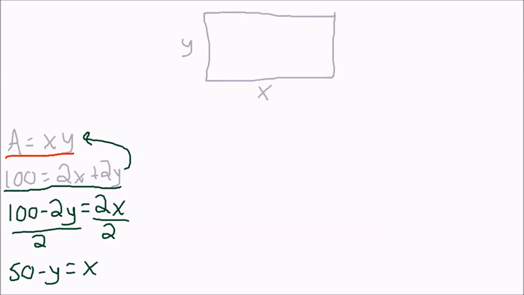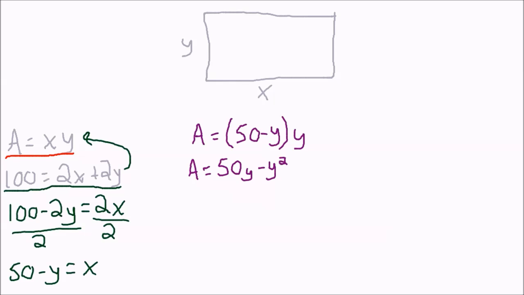Now that we have that equation for x, we can plug it into our area equation. We'll have area equals, instead of x, I'm going to write 50 minus y, and then that's times y. So let's distribute that. Area equals 50y minus y squared. And there's my equation for area in one variable.